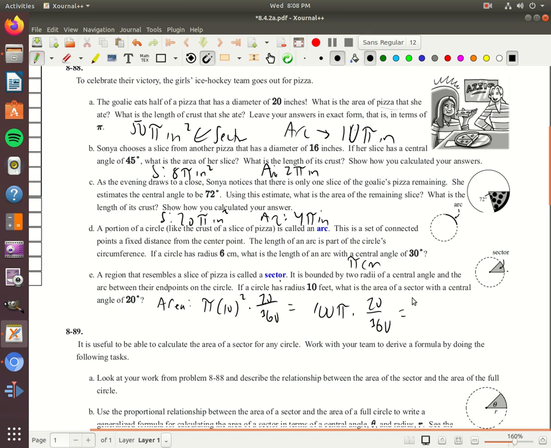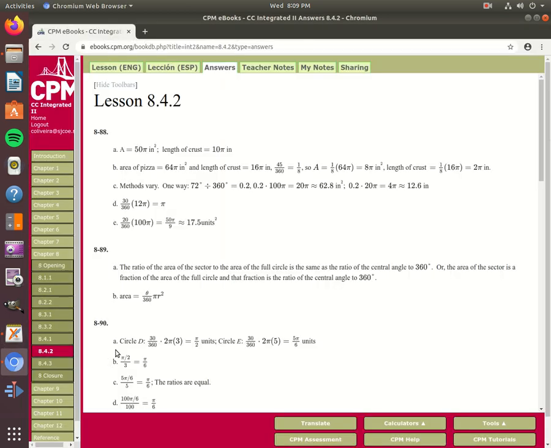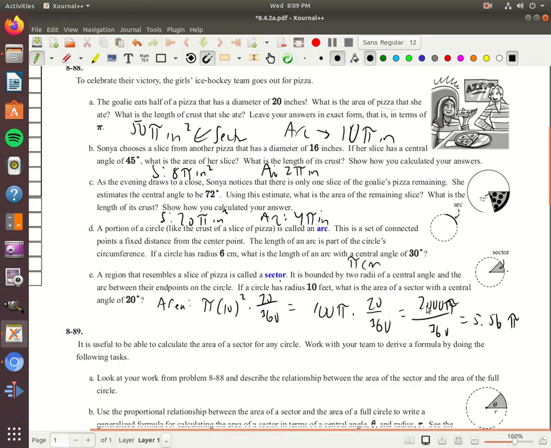Again, we can grab our calculator here. It's going to be 2,000 pi over 360. 2,000 divided by 360 equals 5.56 pi. I don't know, it's kind of a weird answer, so let's just jump over here real quick before we get too far and make sure I didn't screw that up. Yeah, somehow I screwed that up. So it should be 2,000 divided by 360. So what's my 2,000 divided by 360 is 5.56 pi.